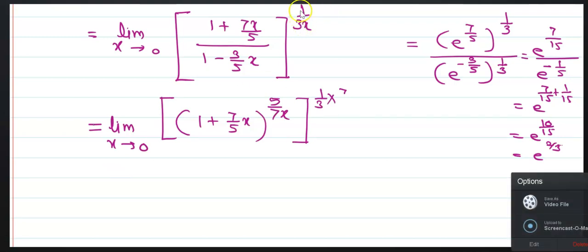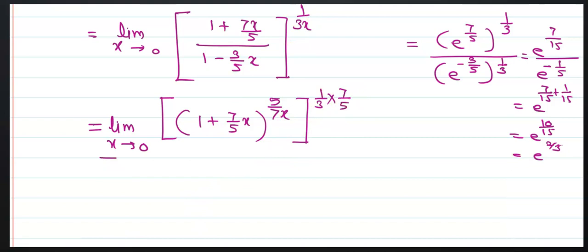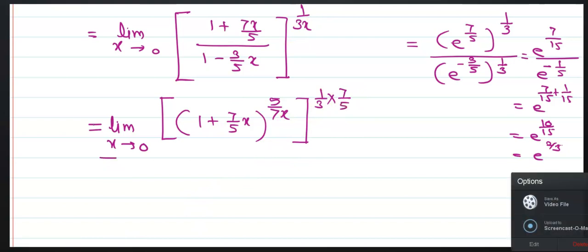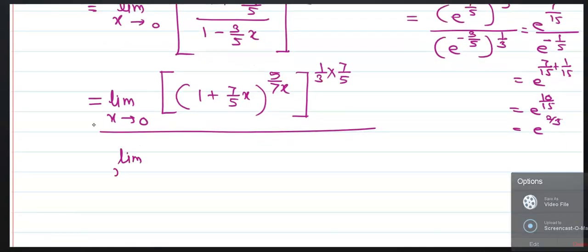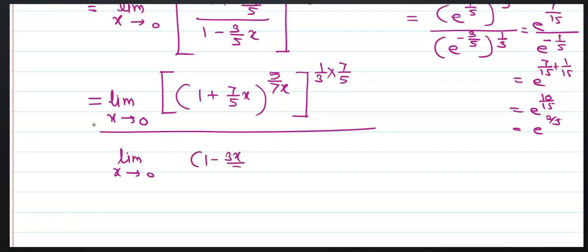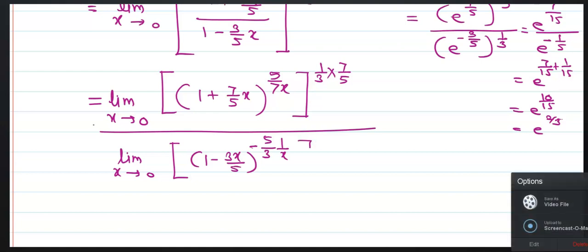Here, we have 1 upon 3 and it is balanced by 7 upon 5. Therefore, this is e raised to 7 upon 15. This is the first part. And to the denominator, limit x tends to 0, (1 minus 3x upon 5) raised to minus 5 upon 3 into 1 upon x.